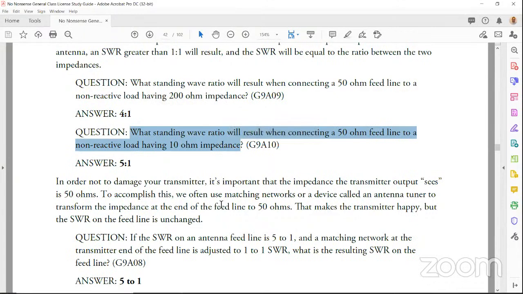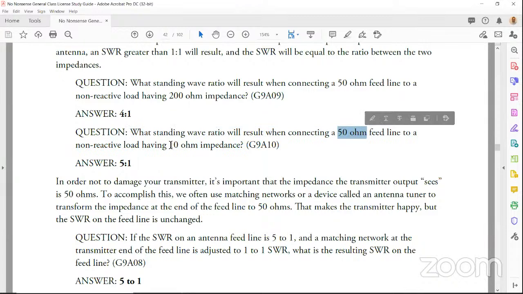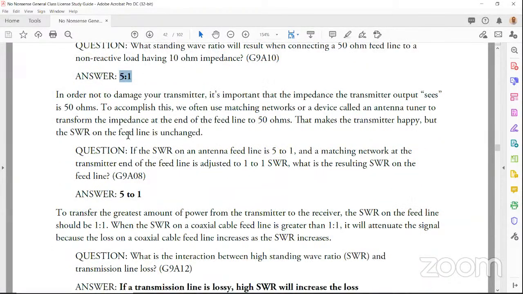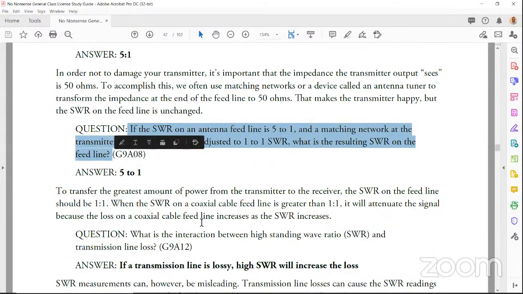Quickly, another similar example. What standing wave ratio will result when connecting a 50 ohm feed line to a non-reactive load having 10 ohm impedance? So again, the two impedances, 50 ohms, 10 ohms, we divide both sides by 10 and get 5 to 1. Okay. Moving right along.